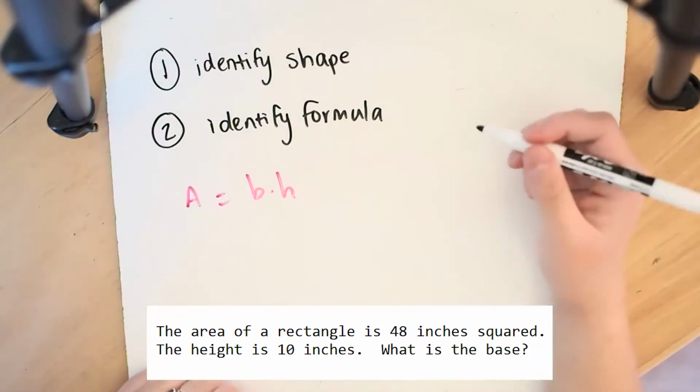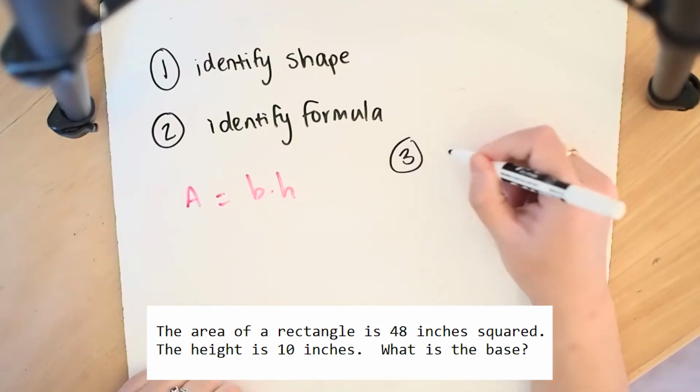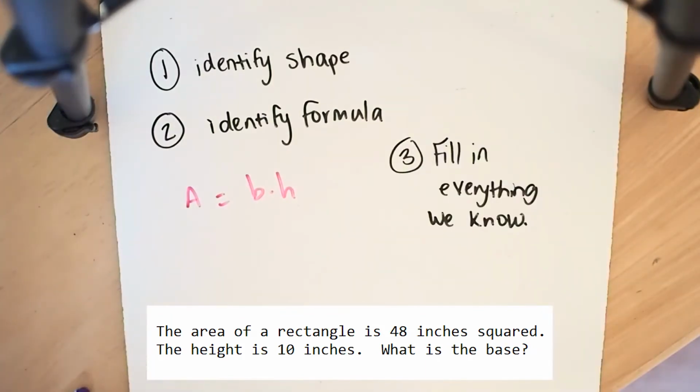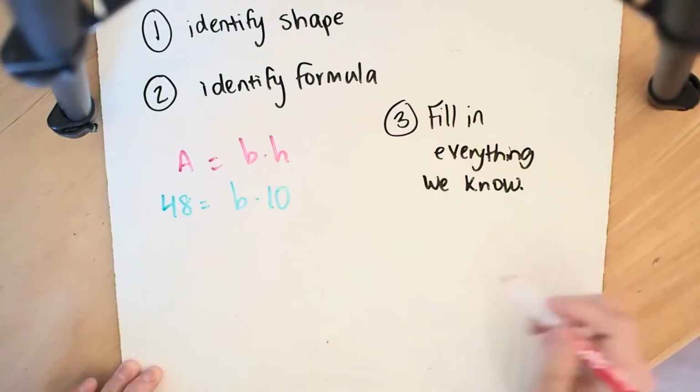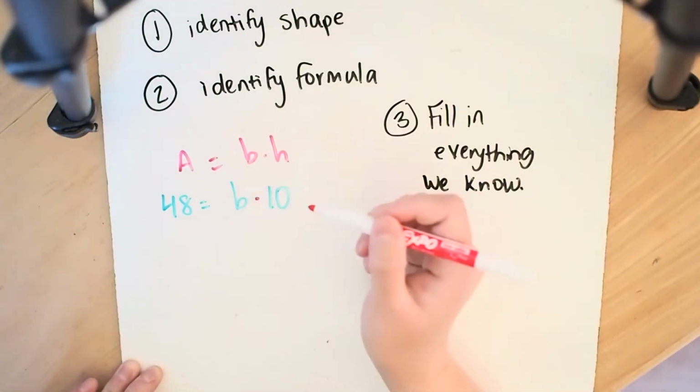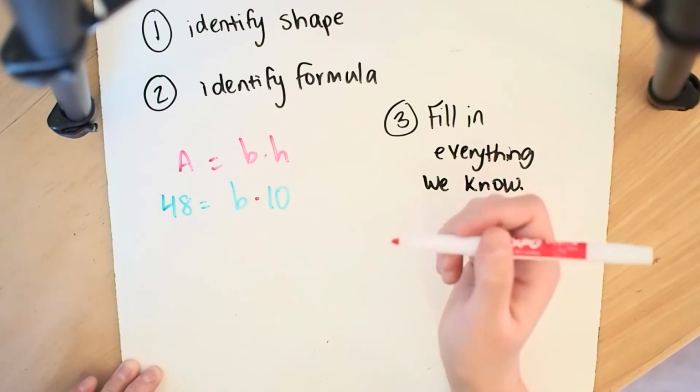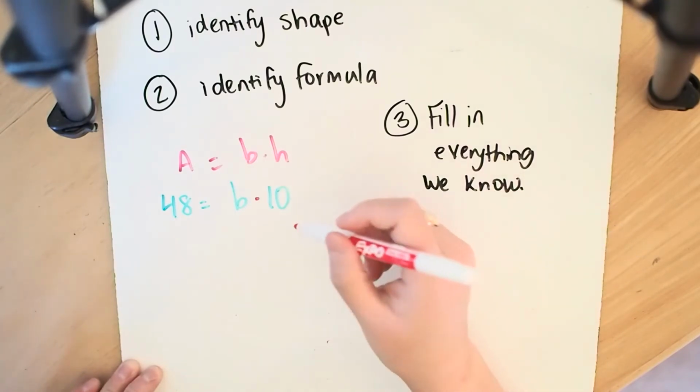Once we've written it out, what we need to do is fill in everything that we know. So we know that our area is 48 inches squared, and we know that our height is 10 inches. So we can go ahead and fill those in using the formula that we just wrote. We see that b is being multiplied by 10, but we're trying to solve for b. We're trying to get b by itself. If b is being multiplied by 10, we have to think back to when we were learning about how to solve for x. It's the same thing.